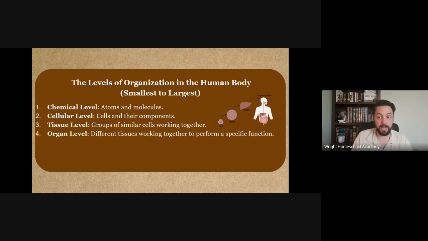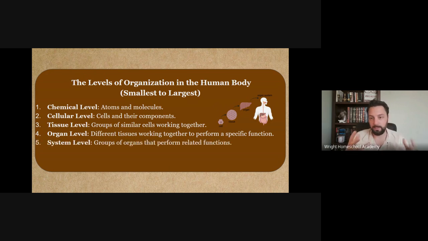Those tissues work together to form organs, right? Those organs then perform a specific function. For example, take any of the organs that we looked at in today's class in the digestive system. A bunch of organs working together, like the digestive ones, work in what's called a system. And then you put all of our 10 systems together, and what you get is a complete human body.